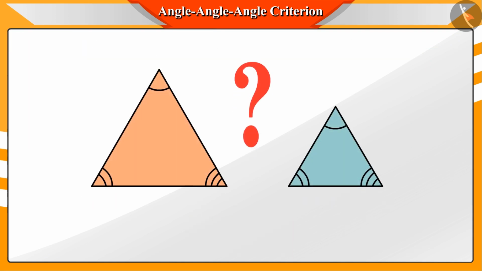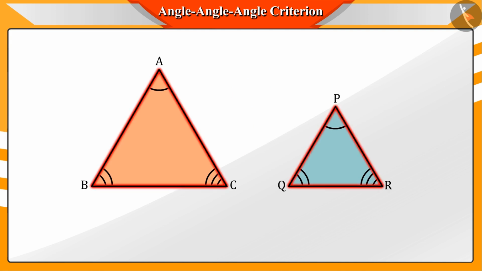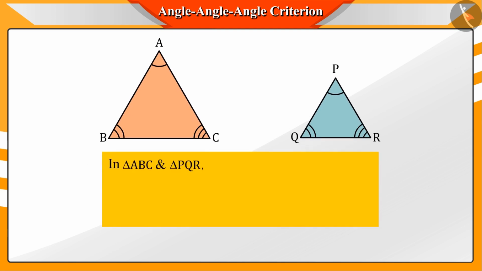When do we say that the given two triangles, ABC and PQR, are similar? In the previous video, we saw that two triangles are said to be similar when their corresponding angles are equal and their corresponding sides are proportional.